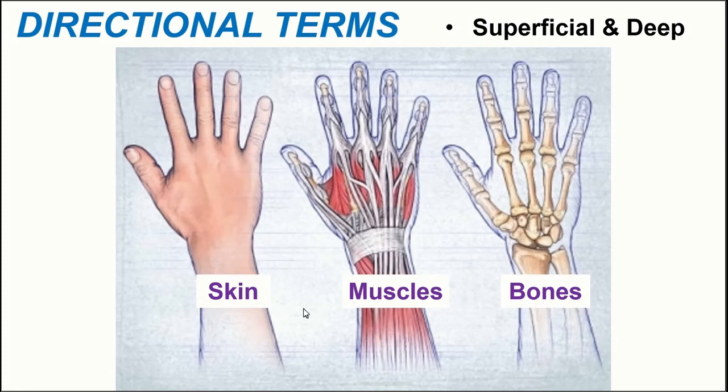So with respect to the skin, the muscles would be considered deep, and the skin would be superficial to both the muscles and the bones here, but the muscles and bones would be deep when compared to the skin. So there we've given some examples of the terms superficial and deep, and used them in some examples there as well.